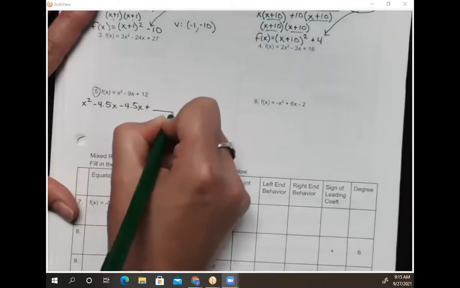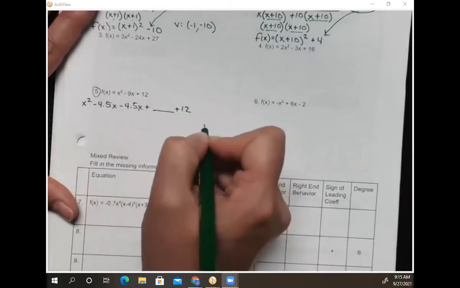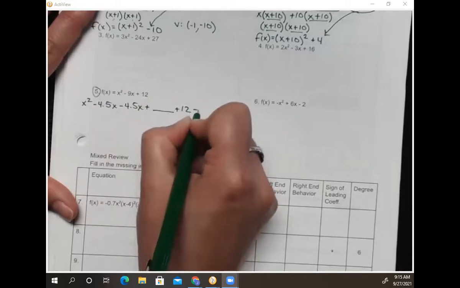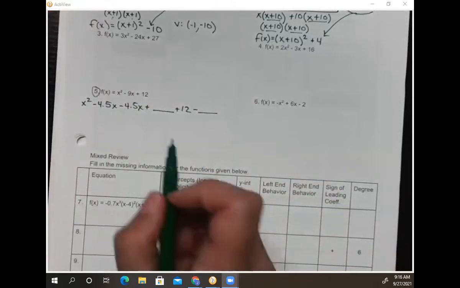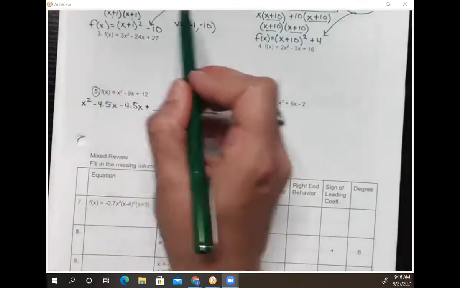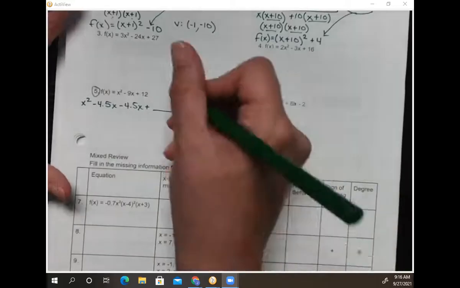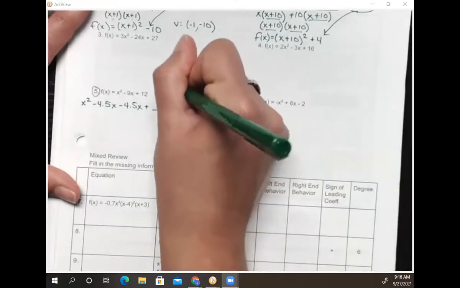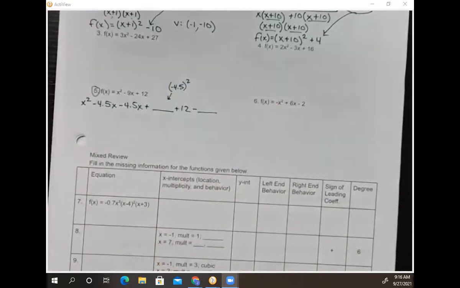And then plus whatever our new c is. Our current c, we just scoot to the back. And then whatever we add here, we also subtract at the end. So my setup is exactly the same for number 5 as it was for number 1 and for number 2. Okay. Now to fill in the blank, I'm going to take my cut in half number and square it.